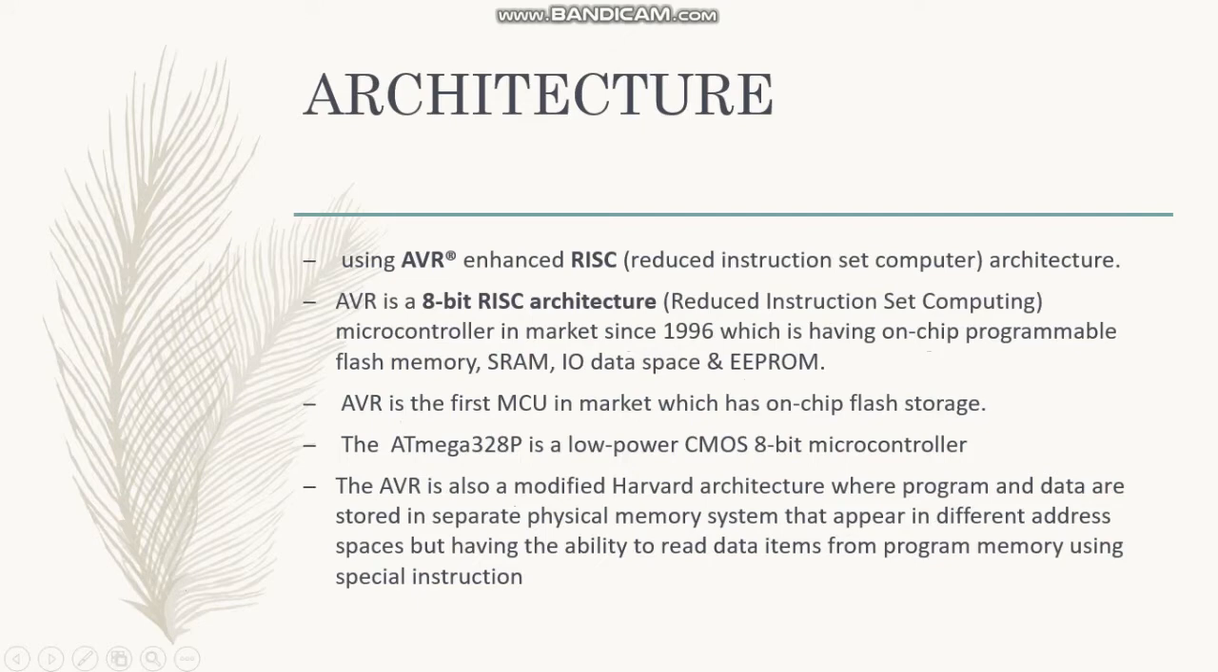Architecture. It is using AVR enhanced RISC, reduced instruction set computer, architecture. AVR is an 8-bit RISC architecture microcontroller in the market since 1996, which has on-chip programmable flash memory, SRAM, I/O data space, and EEPROM. AVR is the first MCU in the market which has on-chip flash storage. The ATmega328P is a low-power CMOS 8-bit microcontroller.